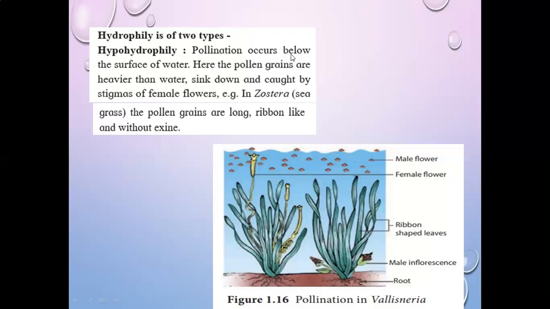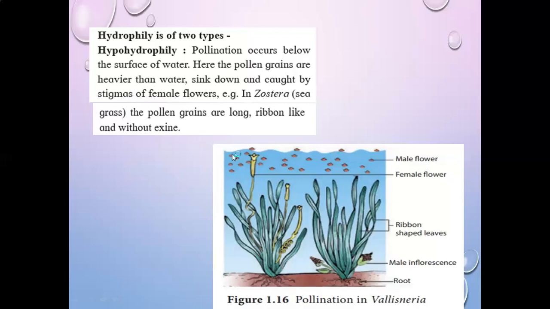So pollination occurs below the surface of water and hence it is called hypohydrophily. Here the pollen grains are heavier than the water and they sink down. When they are sinking down, at that time they are deposited on the stigma, means they are caught by the stigmas.